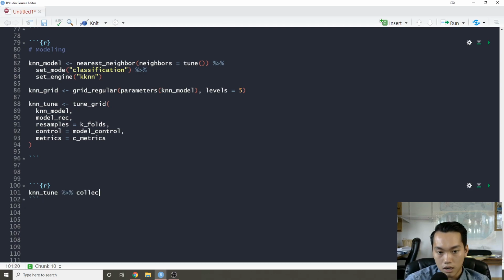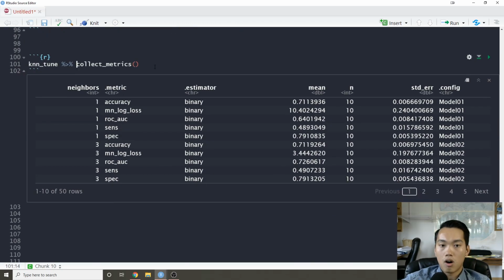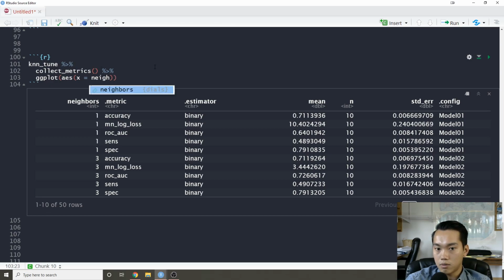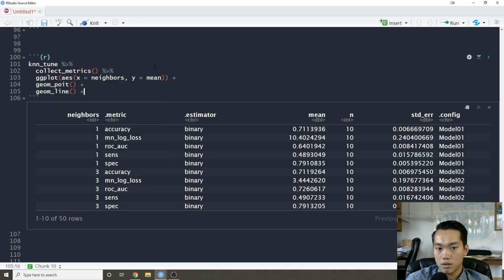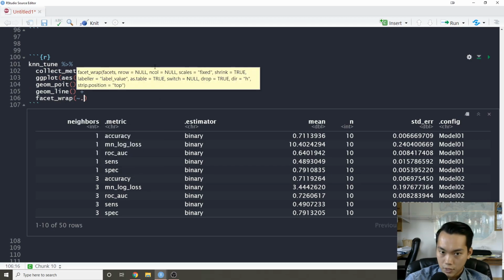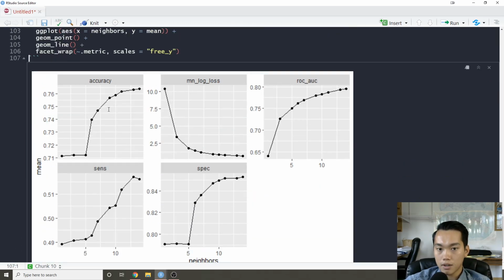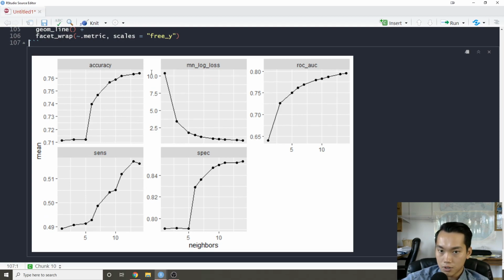So let's do collect metrics. Right now we have basically all of our metrics that we specified. If we do a ggplot, x equals neighbors, y equals mean, geom_point plus geom_line plus facet_wrap metric, scales equal, geom_point. So what we can see here is, if we look at it overall, just looking at our accuracy, when we increase our neighbors, our accuracy is increasing. Additionally, our loss is decreasing when we increase our neighbors. Our ROC AUC score is increasing, and also our sensitivity and specificity are increasing. However, with sensitivity, it has a slight downward trajectory, or slight little bottoming.